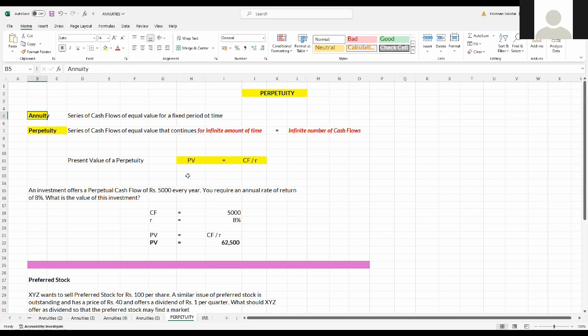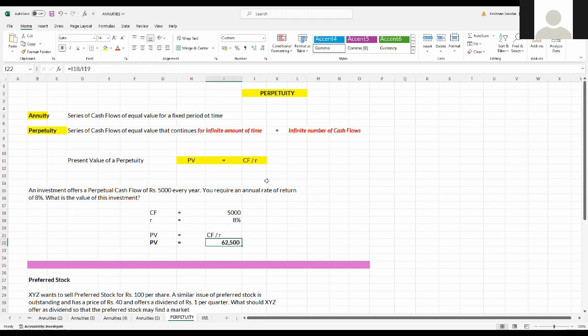Now if we take an example, an investment offers a perpetual cash flow of 5,000 rupees every year. You require an annual rate of return of 8%. What is the present value of this investment? We have cash flow equal to 5,000 and R equal to 8%. Therefore, the present value equal to CF divided by R, which is 62,500. So that's a perpetuity.